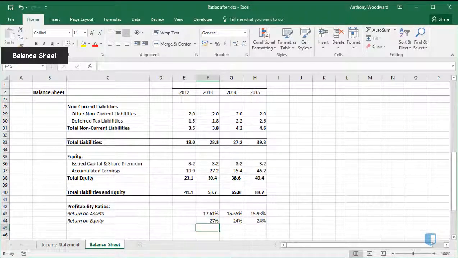Although there are many more profitability on investment ratios, these two are the ones I've used most often and should suit your needs for the moment. In later courses, we will expand our analysis to include some additional profitability ratios.